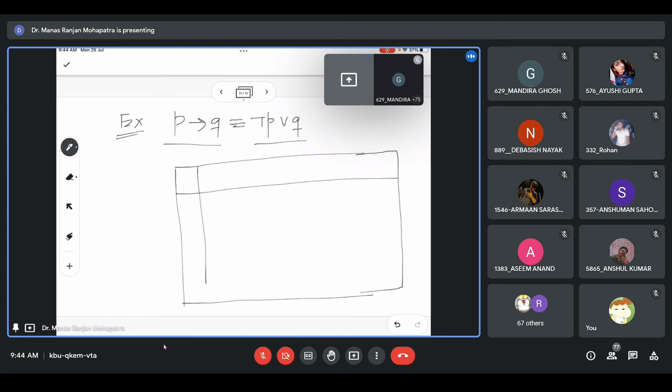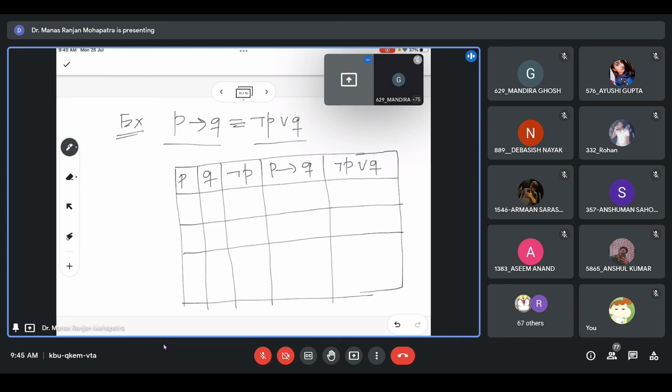Okay, so I have two propositions P, Q, and what else do I need? I need negation P. Then I need P implies Q. At last, negation P, disjunction Q. Well, for two statements we have four choices: true, true, true, false, false, true, and false, false. Negation P will be false, false, true, and true.